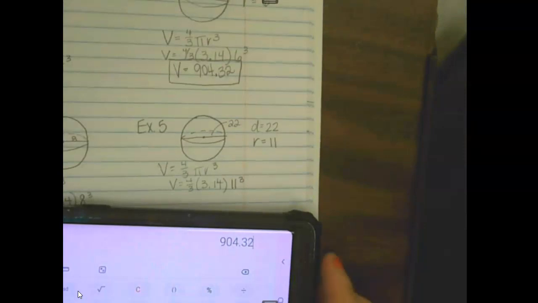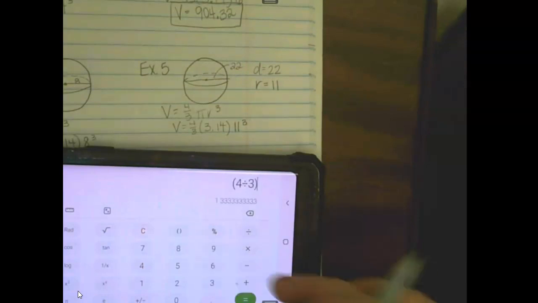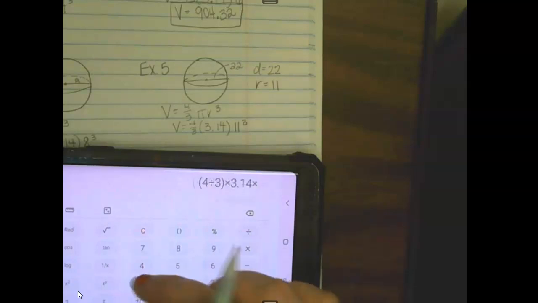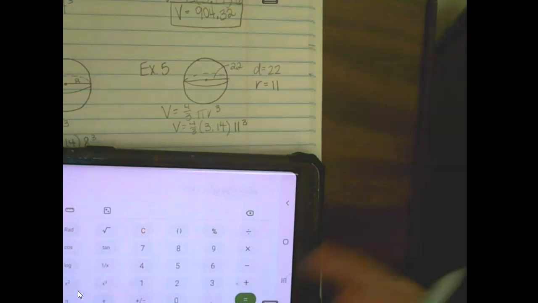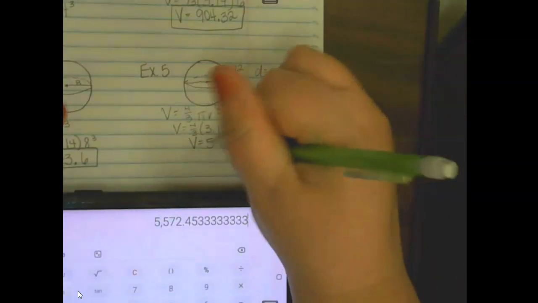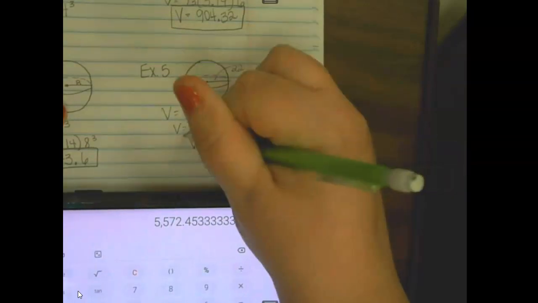So 11 cubed. That is not 11 times 3. Big mistake. So clear this out. I'm going to do 4/3 times 3.14 times 11 cubed. And I get 5,572.5.